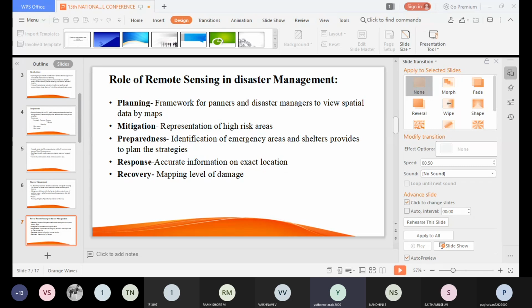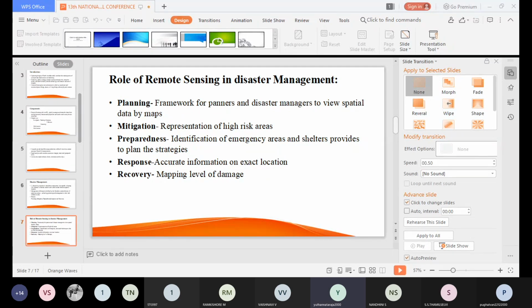Then preparedness. This is for identification of emergency areas and positions of related departments, agencies, and human resources. This makes it easier for security and shelter providers to plan their strategies. By this preparedness, we can prepare ourselves to provide plans to save people and facilitate them. Then the next one is response.